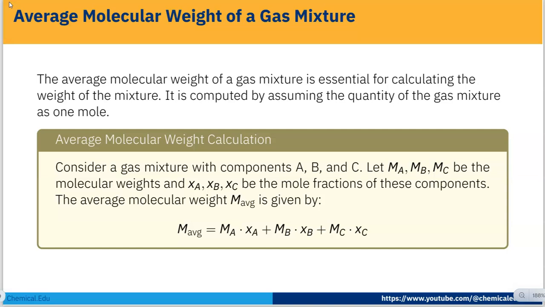Now consider a gas mixture with components A, B, C. Let Ma, Mb and Mc be the molecular weights and Xa, Xb and Xc be the mole fractions of these components. The average molecular weight M average is equal to the molecular weight of A into mole fraction of A, plus molecular weight of B into mole fraction of B, plus molecular weight of C into mole fraction of C. So that is the summation of Mi Xi, where i is equal to 1 to n. If n components are there, it is the summation of Mi Xi for i equal to 1 to n.